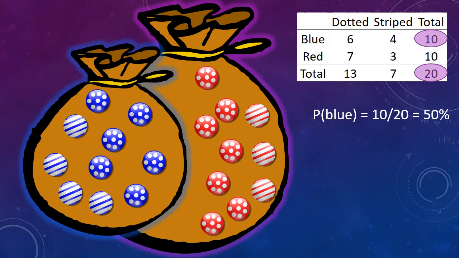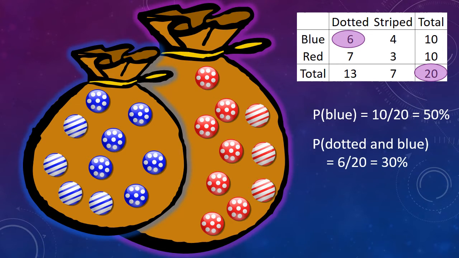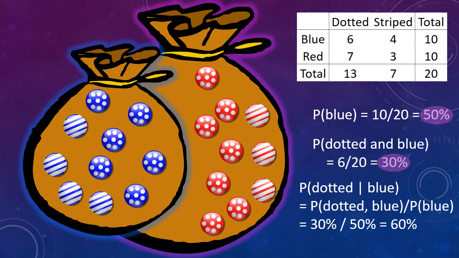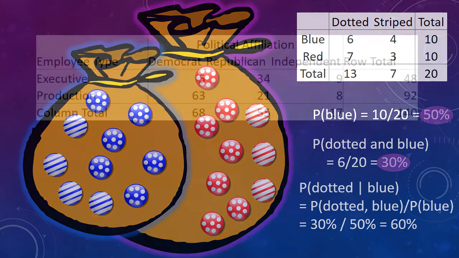And the probability that a marble was dotted and blue was 6 out of 20, or 30%. So we can find the probability that the marble was dotted given that it was blue, that is to say, the probability that the marble was dotted only considering the blue marbles. This conditional probability is calculated by taking the probability that it was dotted and blue and dividing by the probability that it was blue. So we take 30% divided by 50%, and we get 60%, which is the same answer that we got before.